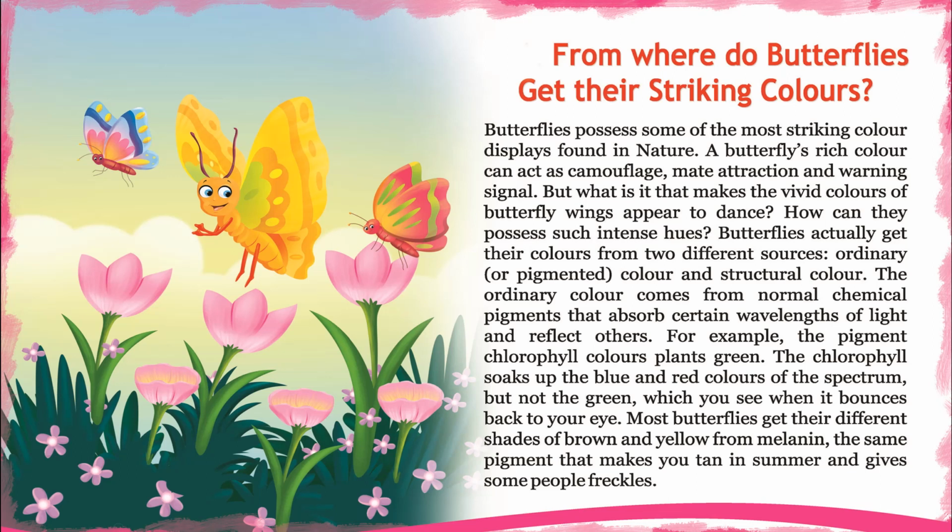Butterflies actually get their colors from 2 different sources: ordinary or pigmented color and structural color. The ordinary color comes from normal chemical pigments that absorb certain wavelengths of light and reflect others. For example, the pigment chlorophyll colors plants green. The chlorophyll soaks up the blue and red colors of the spectrum but not the green, which you see when it bounces back to your eye. Most butterflies get their different shades of brown and yellow from melanin, the same pigment that makes you tan in summer and gives some people freckles.